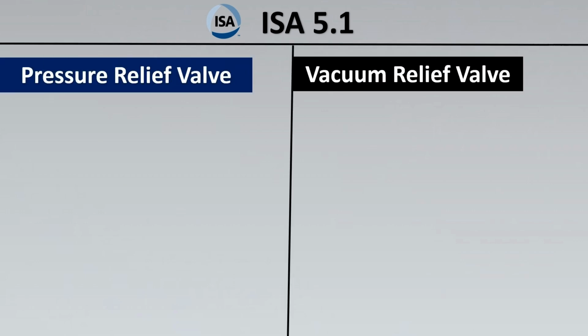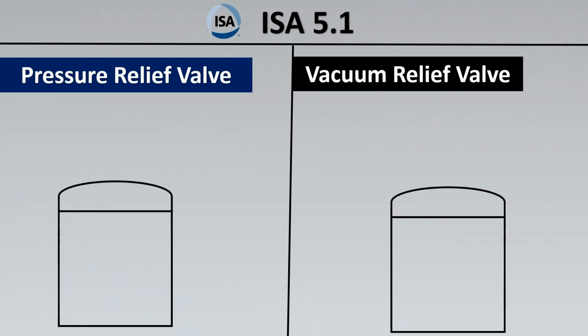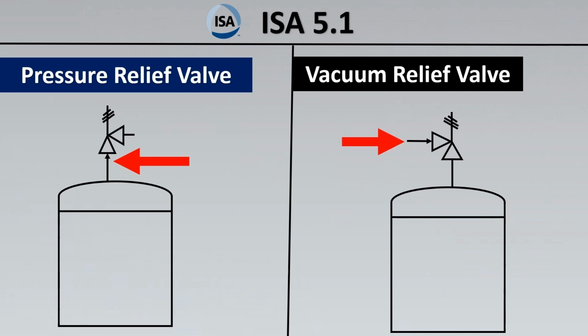Let us look at another example, comparing a normal pressure relief valve and a vacuum relief valve. What is the difference between the two as per the ISA 5.1 symbology? Let us have two vessels. The first symbol is for the pressure relief valve and the second is for the vacuum relief valve. There is a small difference as per ISA. If you see the arrow here and the arrow here, there's a difference in the flow direction. Let us try to understand this.